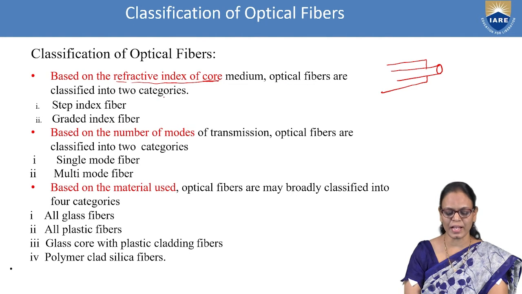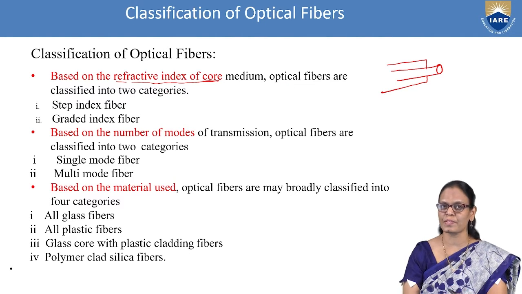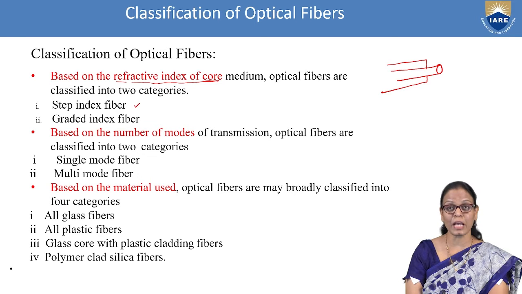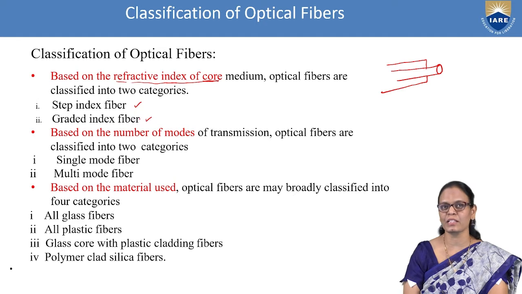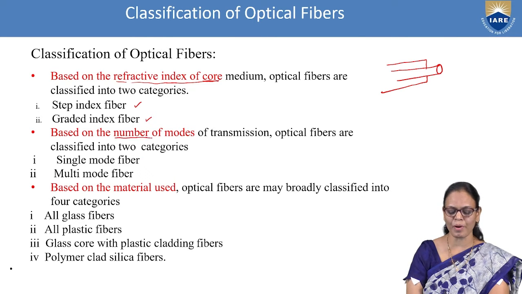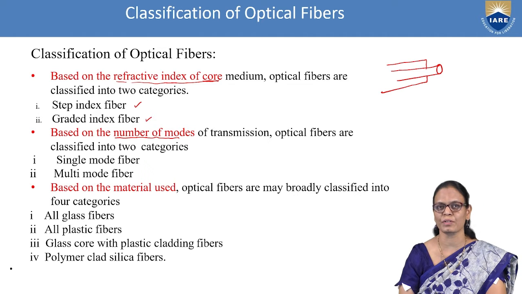Optical fibers are classified into two types. The first one is step index fiber and the second one is graded index fiber. So based on refractive index, we classify them into two types, the step index fiber and the graded index fiber.